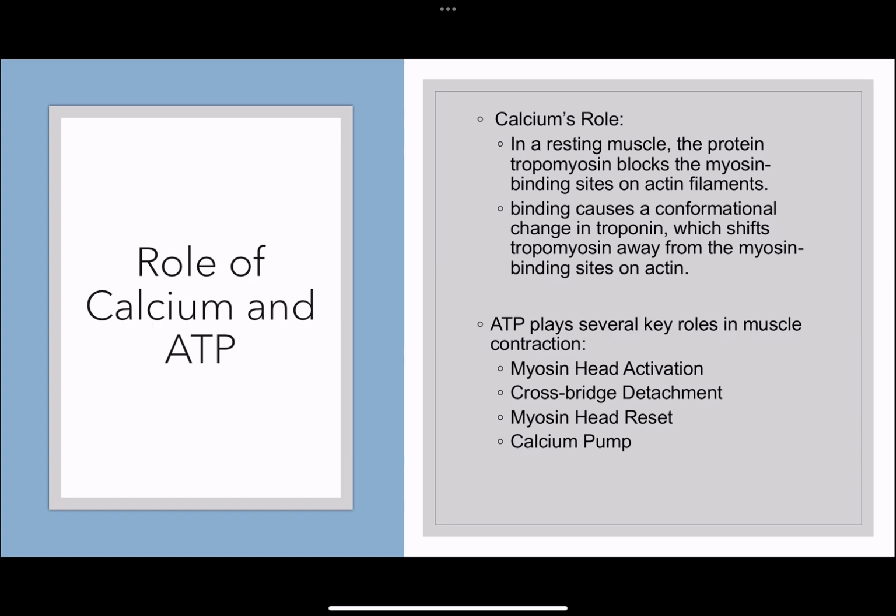Myosin head reset is another one, and this is where the ATP is bound to the myosin head, and is then hydrolyzed, recocking the myosin head back into its high energy position, and it's ready for another cycle. And then the calcium pump is where ATP is also required for the active transport of calcium back into the sarcoplasmic reticulum. This removal of calcium ions causes troponin to return to its original shape, allowing tropomyosin to block the myosin binding sites on actin, which leads to muscle relaxation.